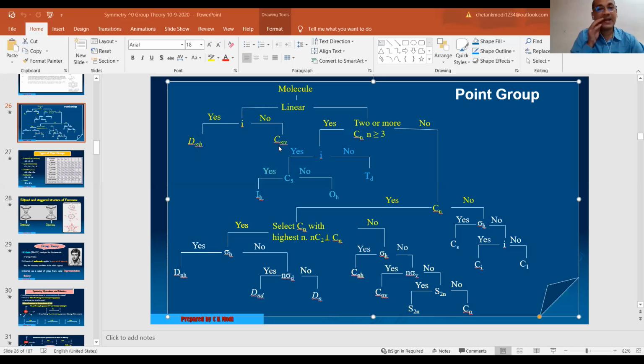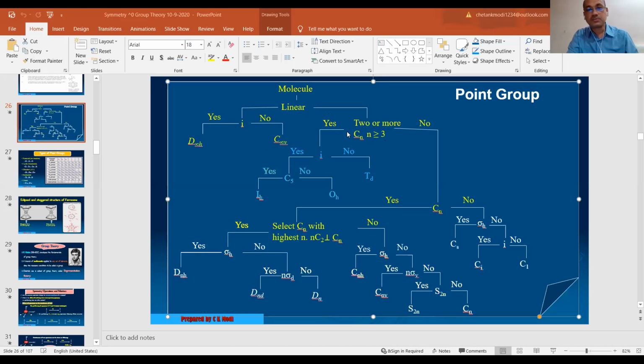Like HCl, HF, these are molecules where both ends have different atoms, one end having hydrogen, the other fluorine or chlorine. So in that case, center of symmetry i is absent, therefore the point group is C infinity v. Now, if the molecule has a number of subsidiary axes, two or more, Cn, where n is greater than or equal to 3, okay.